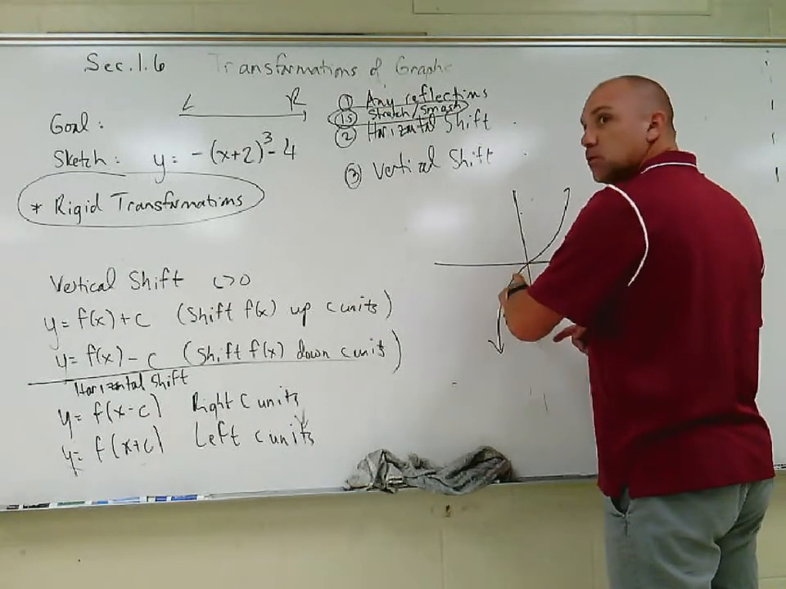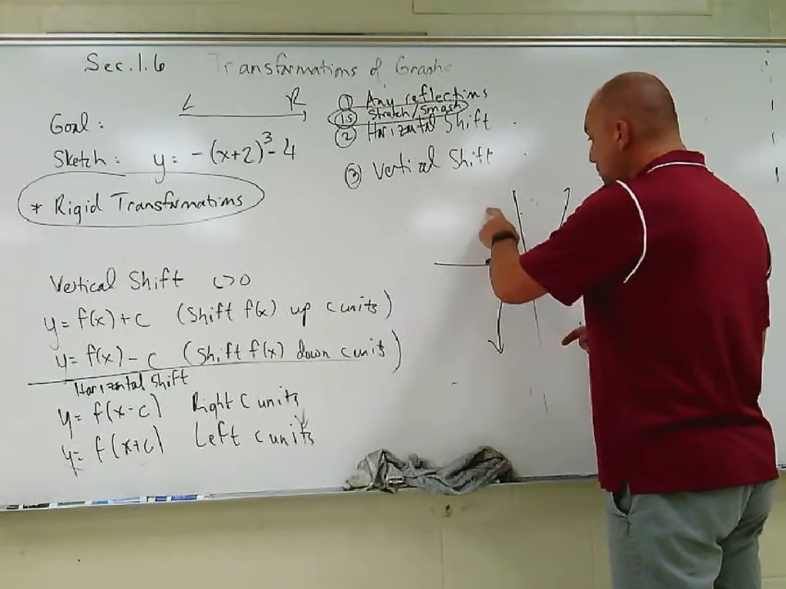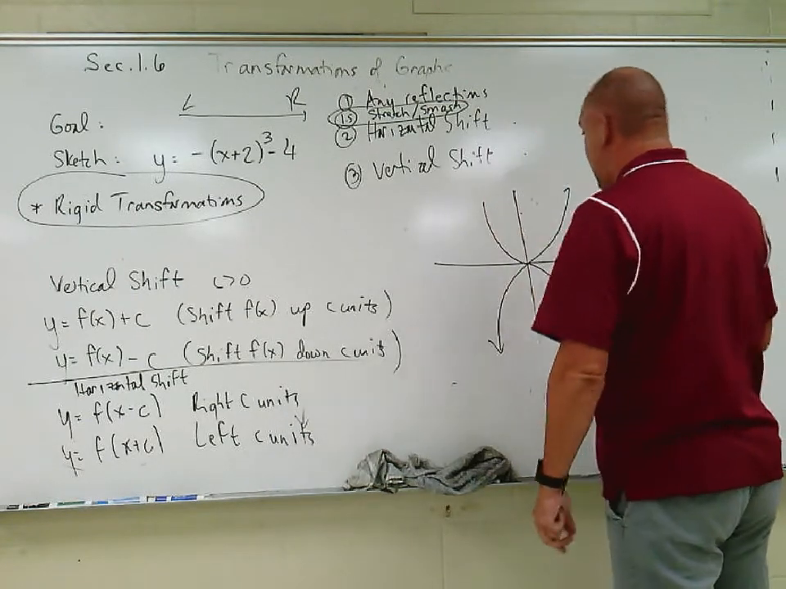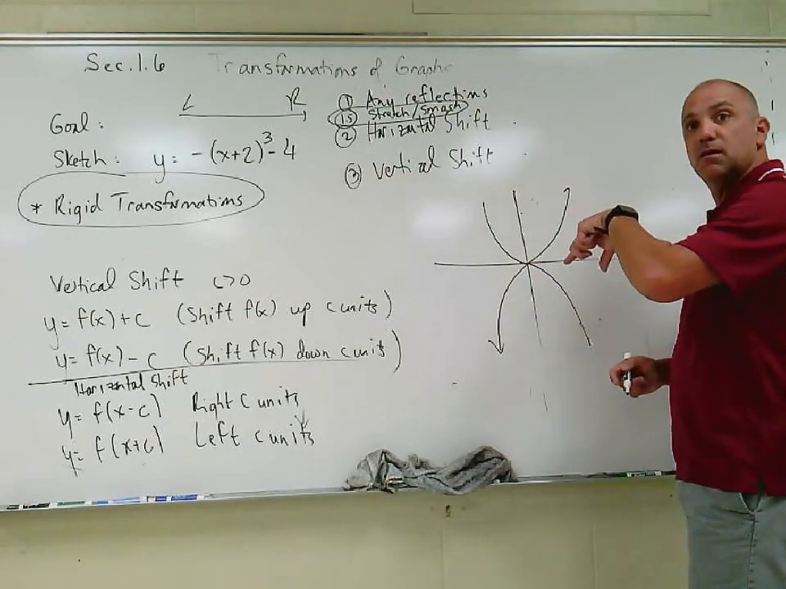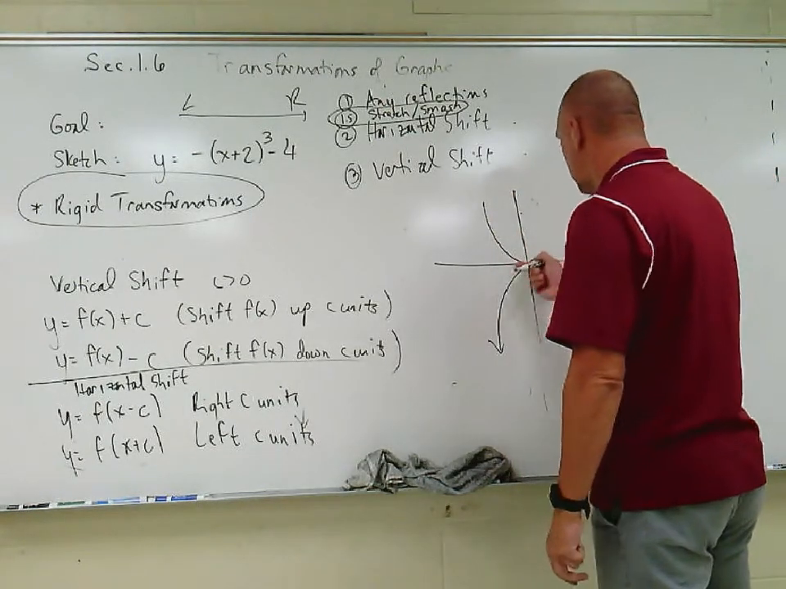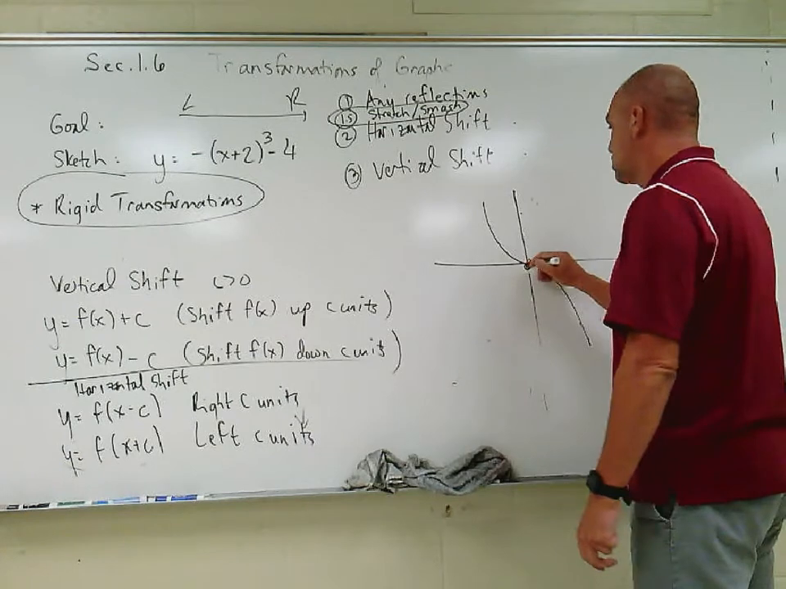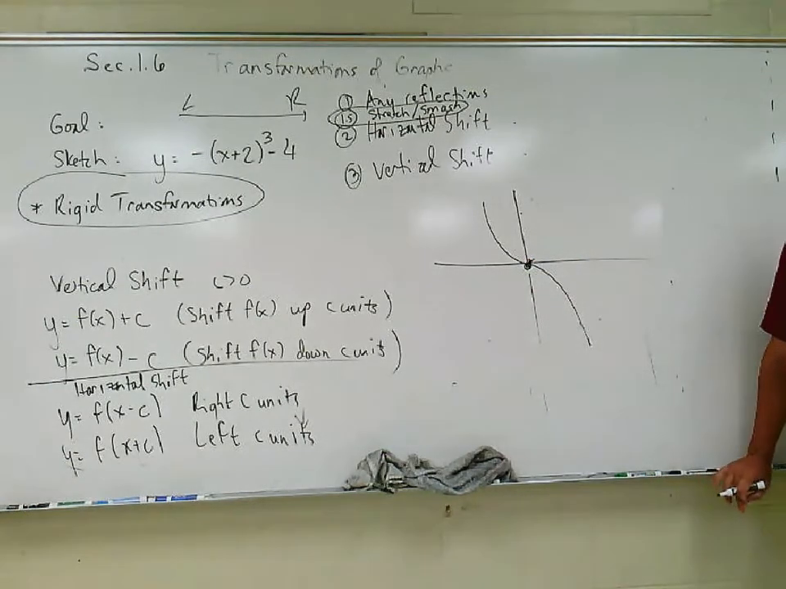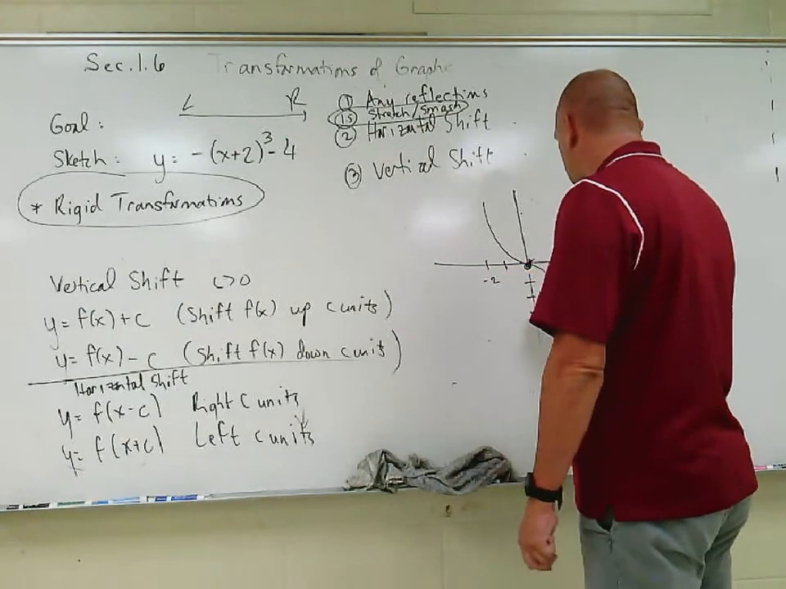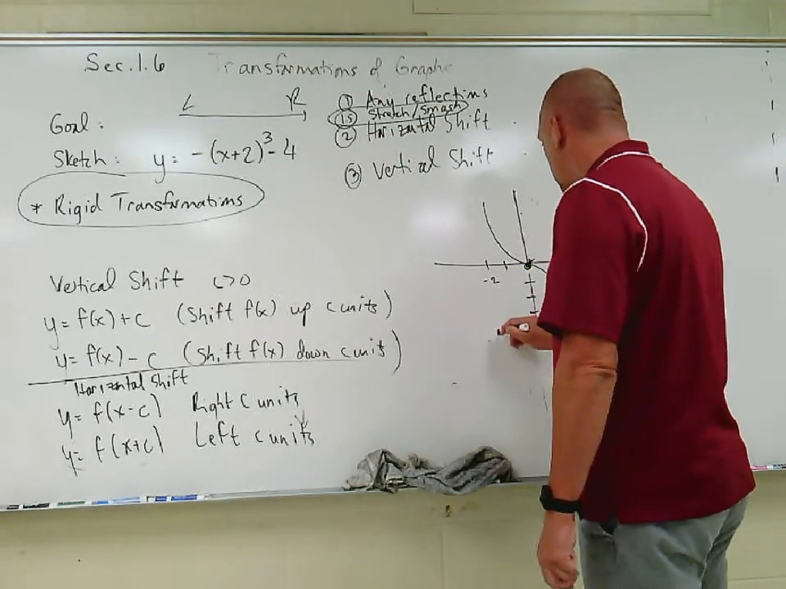So this piece goes where? Up, and this piece goes down. Now it has the same look as if the negative had been on the inside. That's because this is an odd function. So an odd function will always do it. So there's that. Then from there, I just move that dot. Where does that dot move? Left 2, where else? Down 4. And there's your picture.